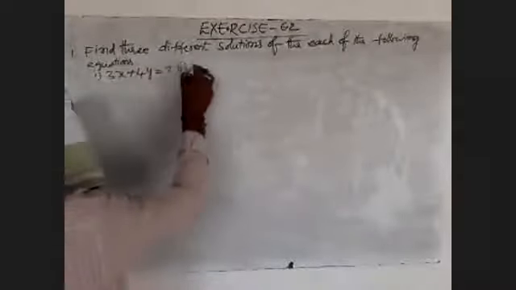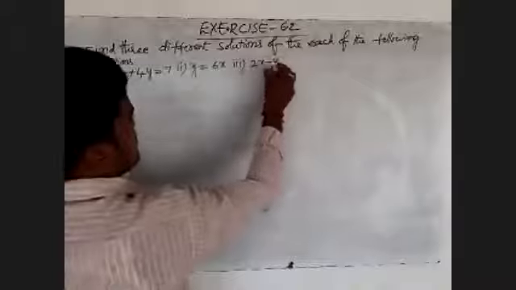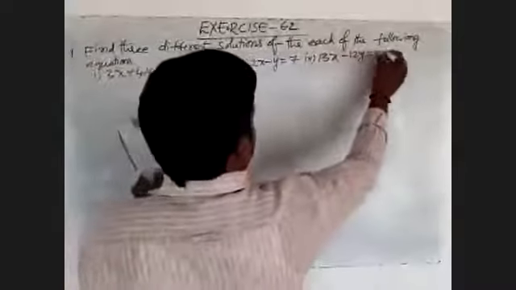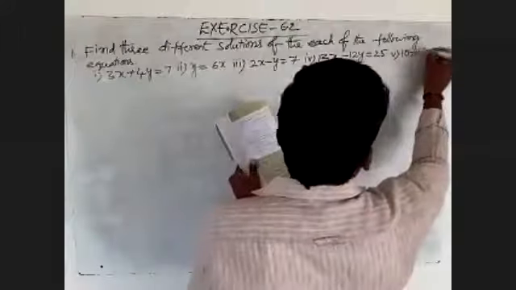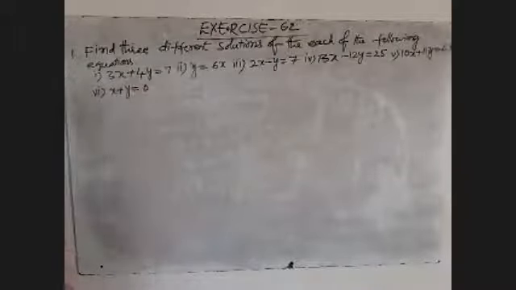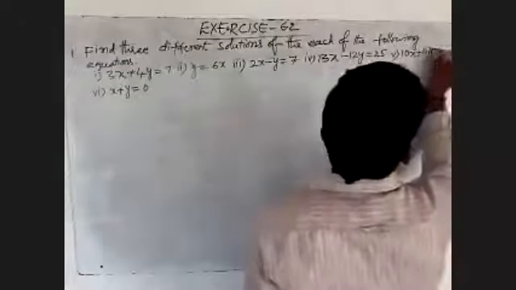Second one is y is equal to 6x. Third one is 2x minus y is equal to 7. Fourth one is 13x minus 12y is equal to 25. After that, fifth one is 10x plus 11y is equal to 21. After that, sixth one is x plus y is equal to 0. This is the first question.